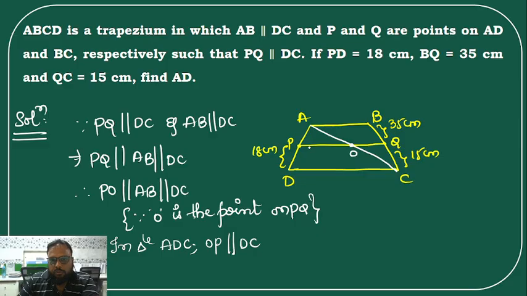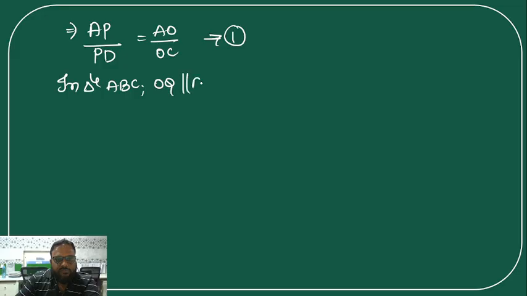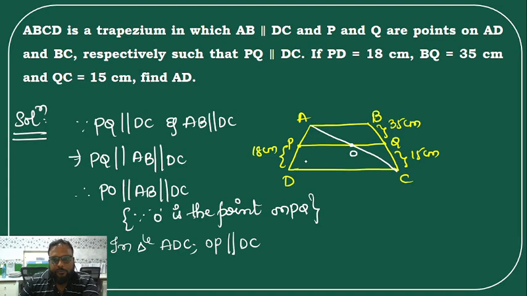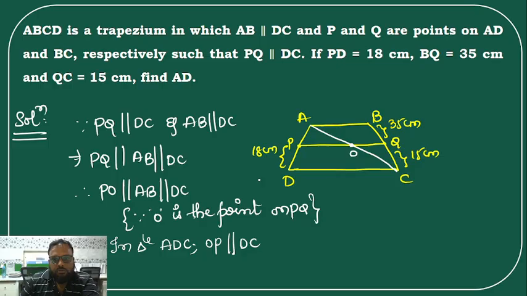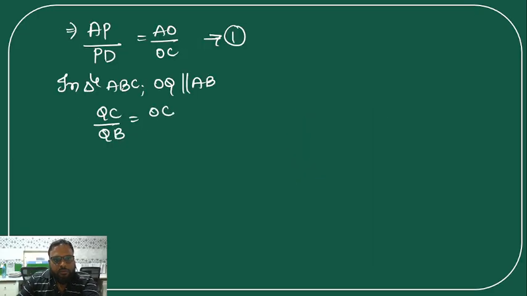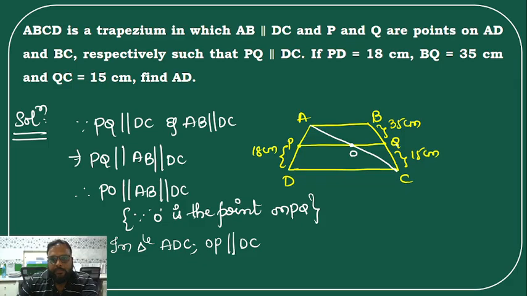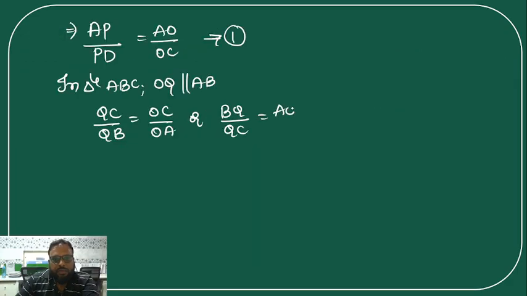Since O is a point on PQ, OP or OQ both become the same thing. So OQ is parallel to AB. According to the basic proportionality theorem, what can I write? CQ by CB, or QC by QB is equal to OC by OA. Or else, if you reciprocate them, I will get BQ by QC is equal to AO by OC. Let us name this as the second equation.